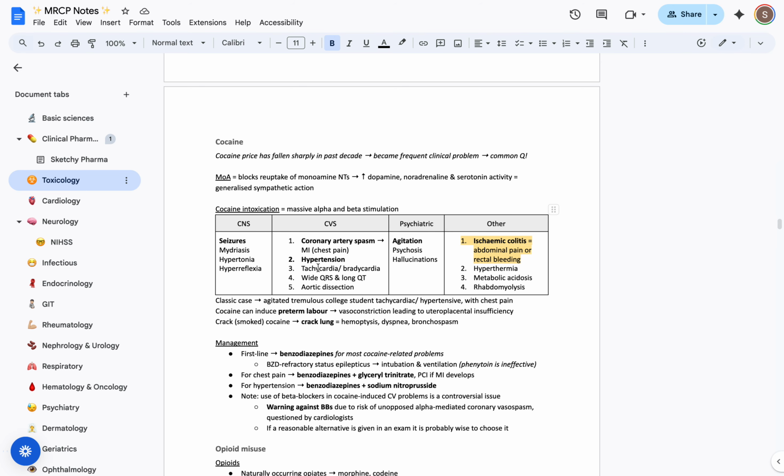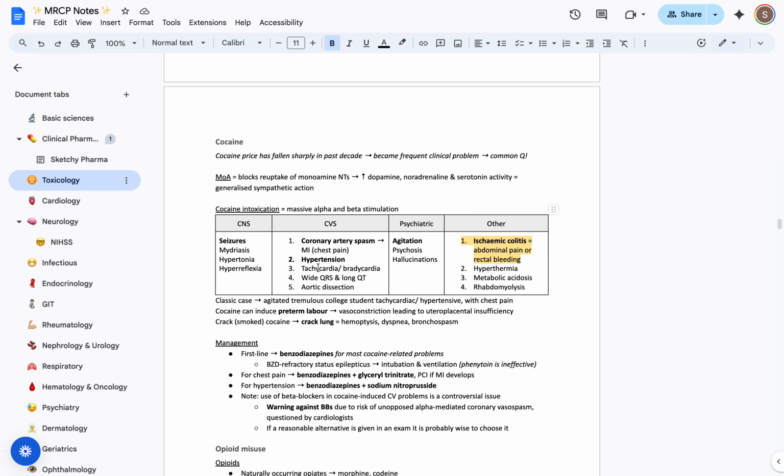Now for cocaine, the price has fallen sharply in the past decade, so it became a frequent clinical problem. Cocaine blocks the reuptake of monoamine neurotransmitters and increases dopamine, noradrenaline, and serotonin activity, and leads to generalized sympathetic action. Cocaine intoxication will lead to massive alpha and beta stimulation. So in the CNS, it will cause seizures, mydriasis, hypertonia, and hyperreflexia. In the cardiovascular system, it will cause a coronary artery spasm and hypertension. It will cause agitation, and then in the GIT, it will cause ischemic colitis.